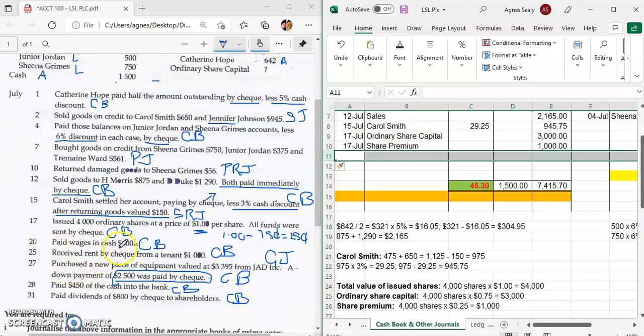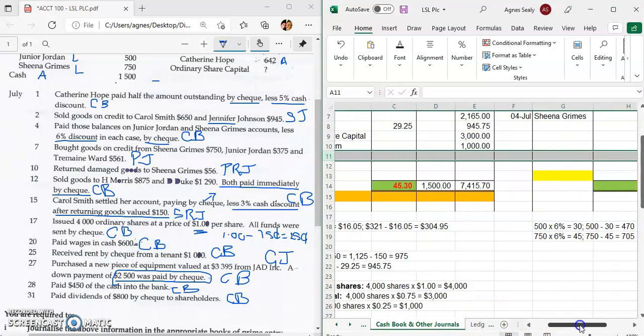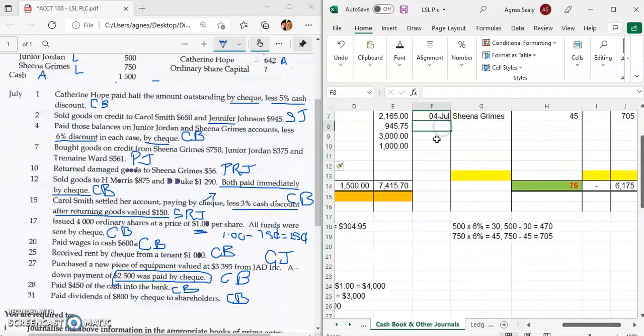Now on the 20th, they paid wages for cash of $600. So that's a cash book transaction. We go there, pay wages, so we go to the credit side, and the date is the 20th of July.